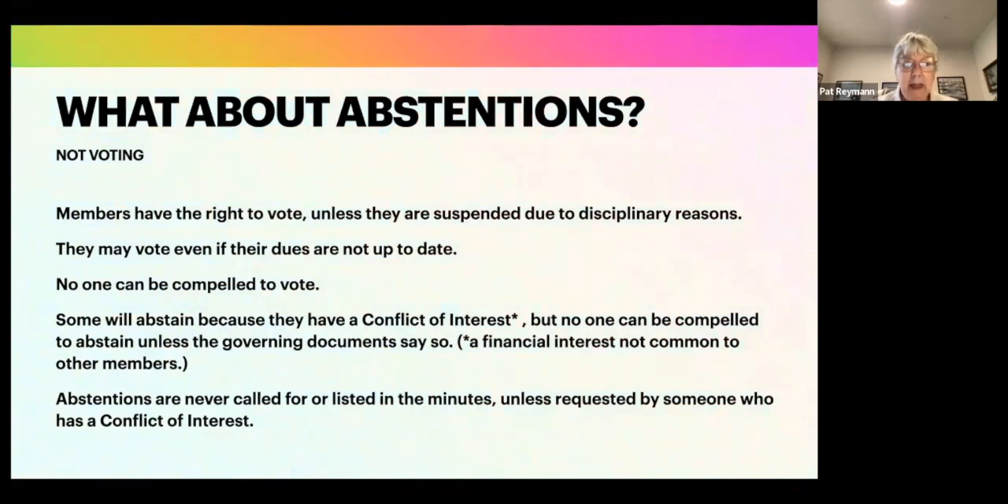Got it now. Abstentions, though, are never called for by the chair, and they're not listed in the minutes unless someone requests that they be listed in the minutes as having abstained. Like this example I just gave you with the construction company, that person would say, would you please have the minutes reflect that I abstained? And that would be an exception. You could put that in, and that would be good.